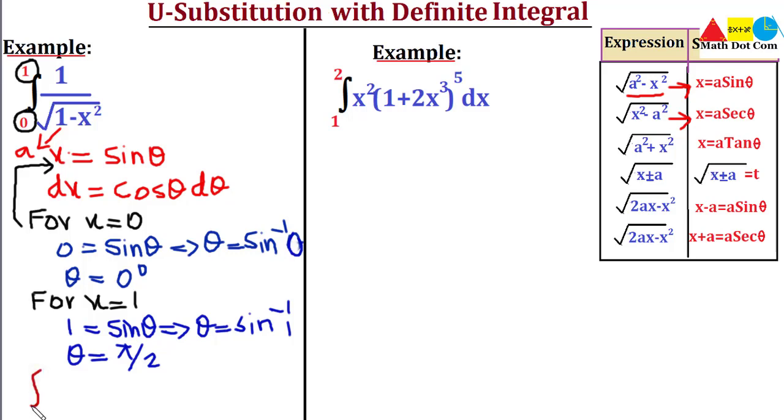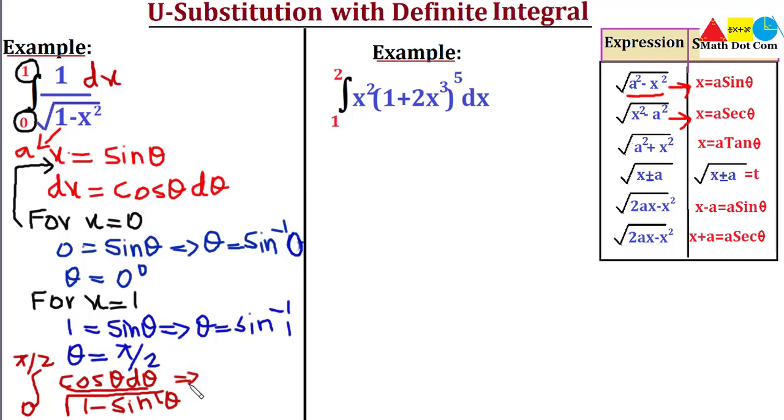So the integration, we have to replace the limits 0 and 1 with 0 and pi by 2, and 1 over under root 1 minus x square, here we have dx, it is clear. So dx will be replaced by cos theta d theta, divided by under root 1 minus x square, which is under root 1 minus sine square theta. So let's solve it further.